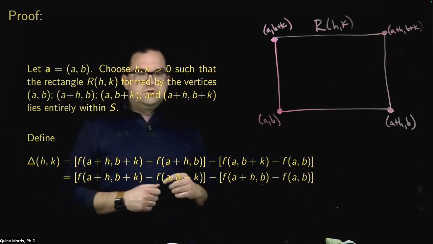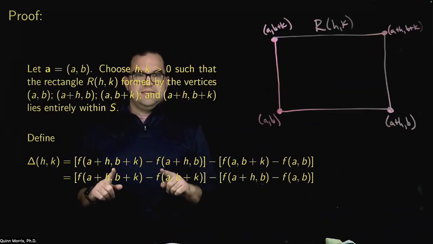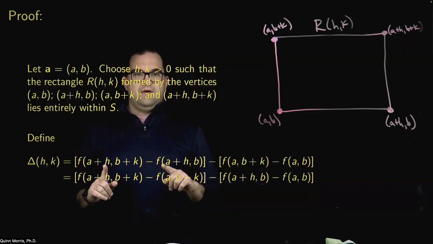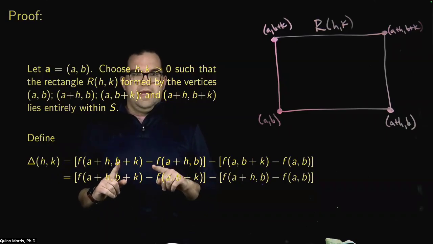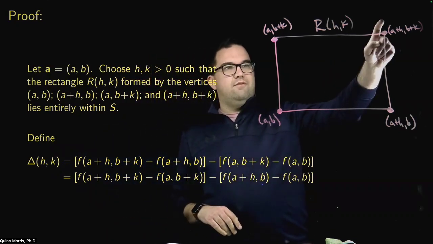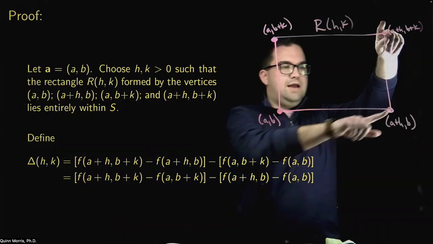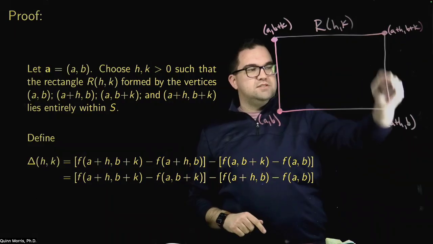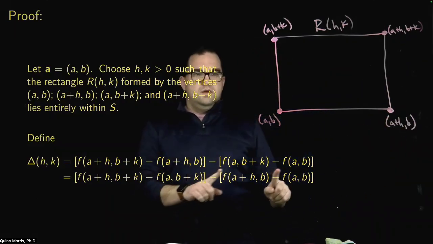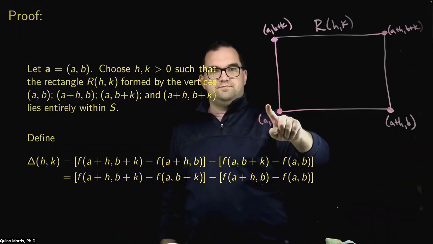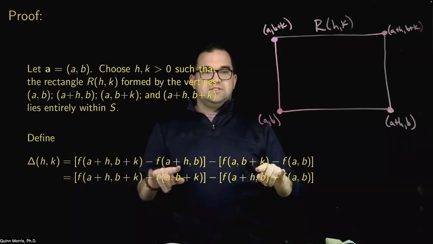Now, it looks complicated, but if you notice in brackets here, in this first term, the A plus H is not changing. So I'm looking at a difference between f of A plus H, B plus K, and f of A plus H, B. So I'm really looking at the function f evaluated at this point and at this point, and taking a difference. This difference is how f changes from this point to this point. And then I'm taking a difference of those two differences.